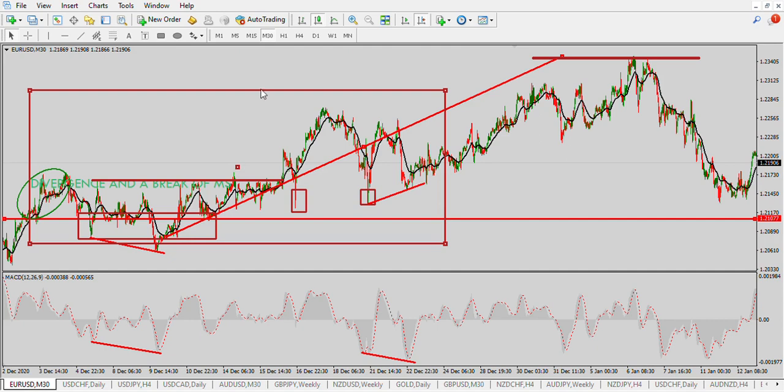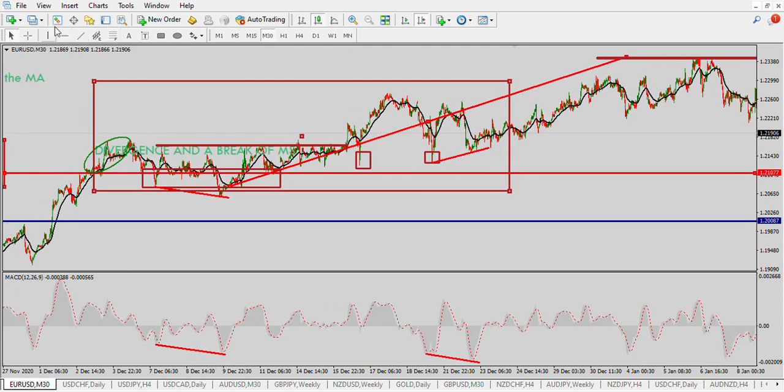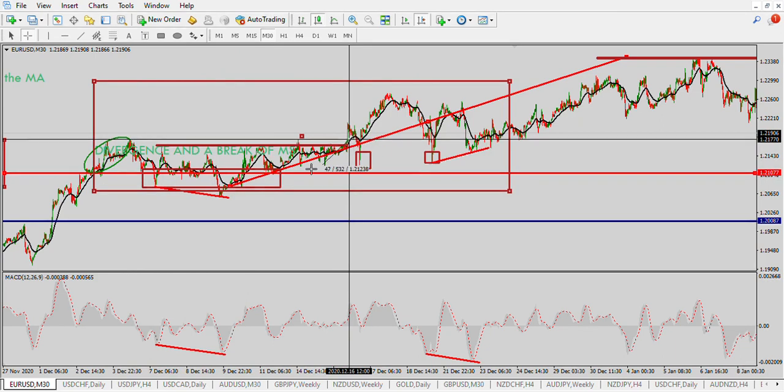Then you enter your buy. Now if we happen to enter from this particular zone here, of which there is no divergence, this is our break of market structure. Our buy will start from here. Now this is going to be 131 pips.